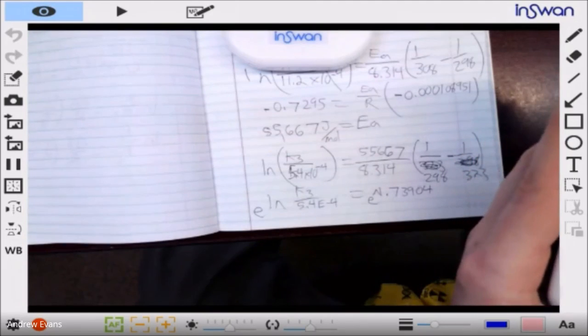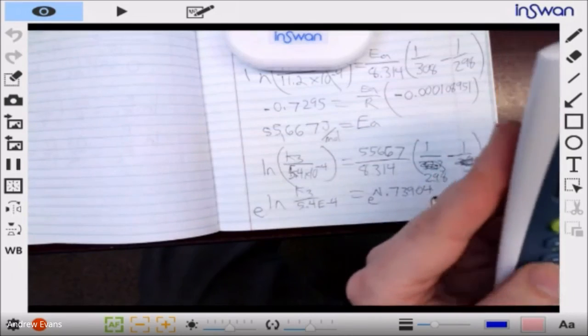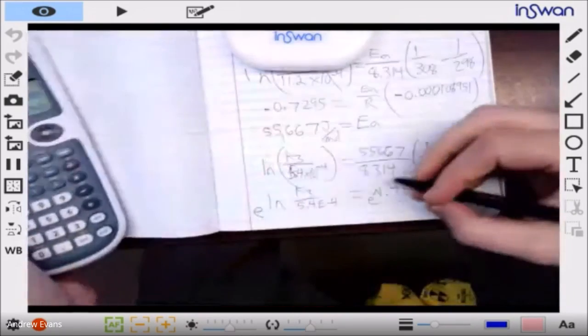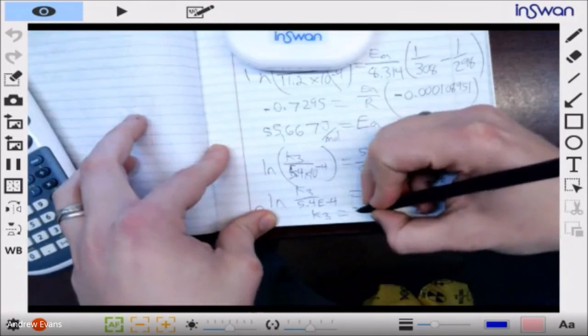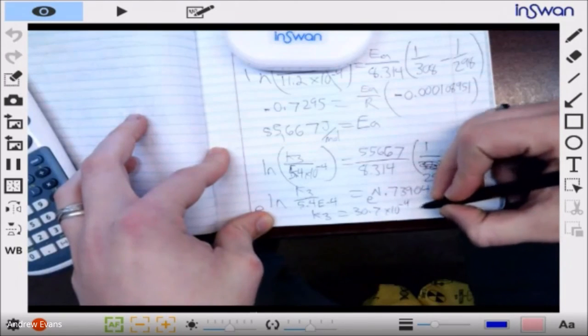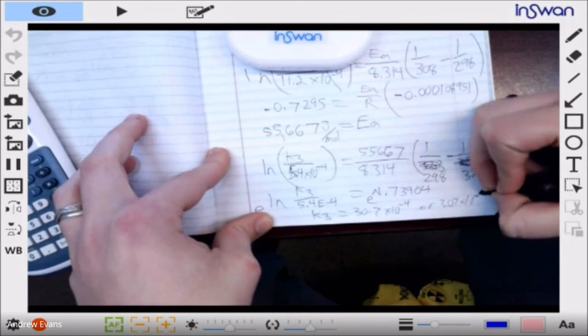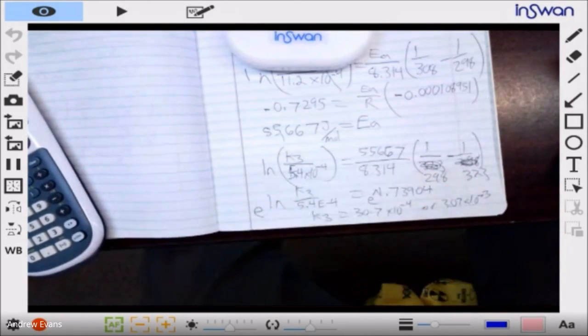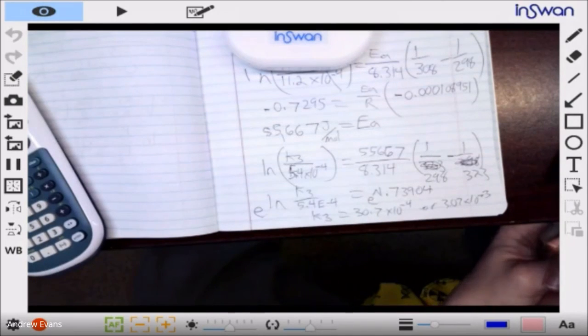times 10 to the negative fourth, which gives us essentially K3. You can either look at it as 30.7 times 10 to the negative fourth, or properly as 3.07 times 10 to the negative third. Now, what I want to look at here is our initial statement that we made first off, that for every 10 degrees, it approximately doubles in speed.